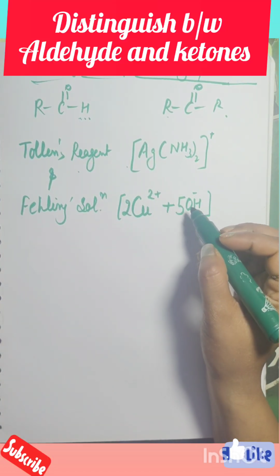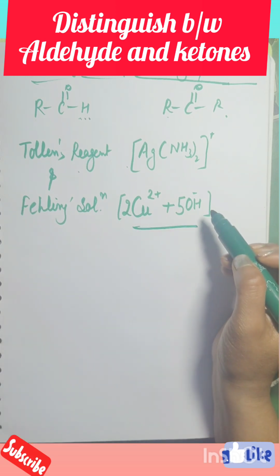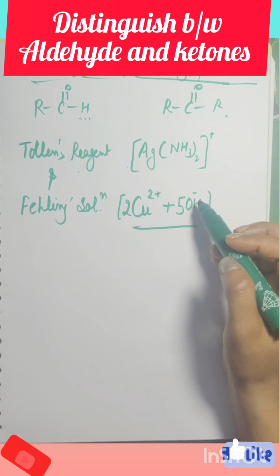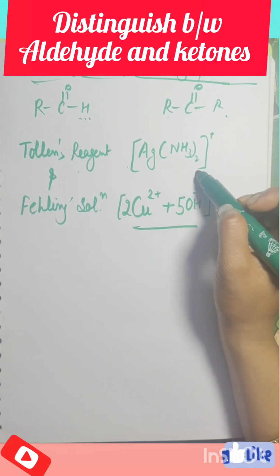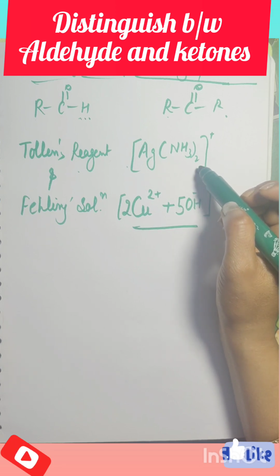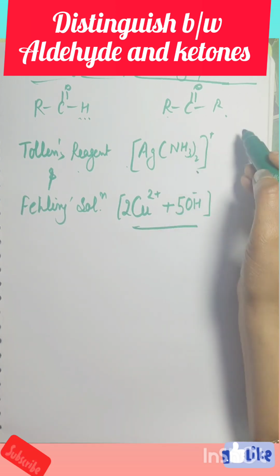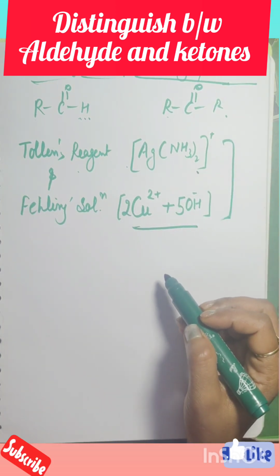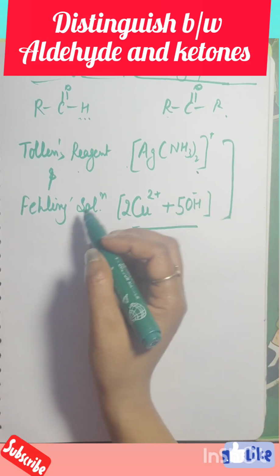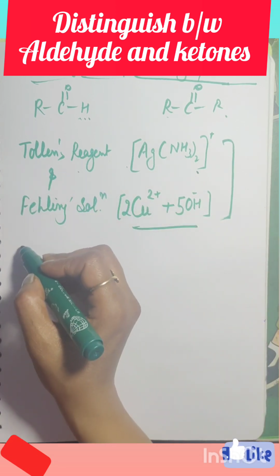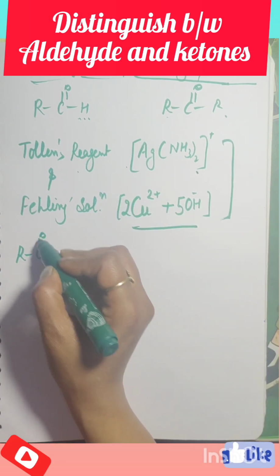This is Fehling solution, and this is your Tollens reagent. Only aldehyde will give a test with both of these. So first we will see the Tollens reagent test with aldehyde.